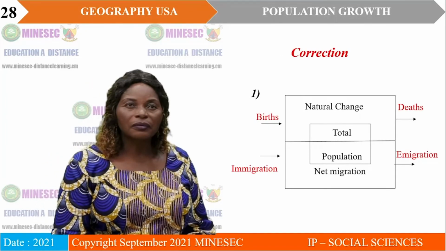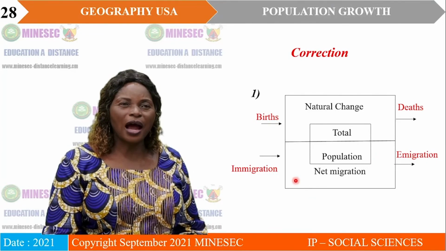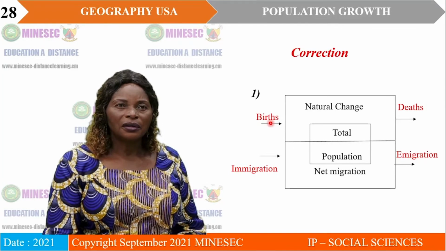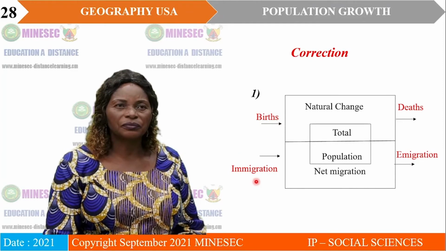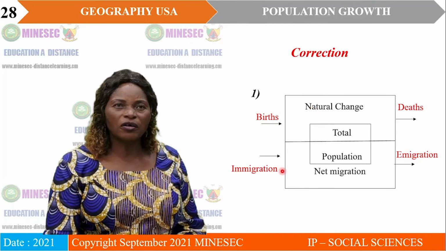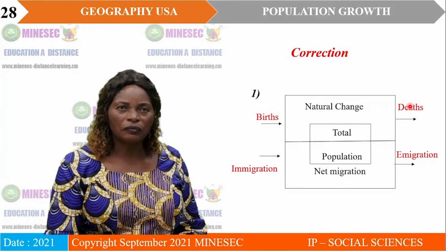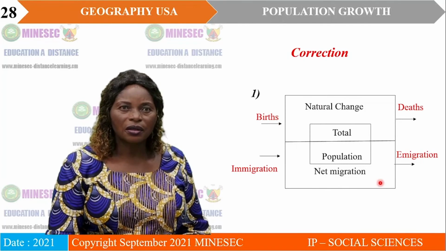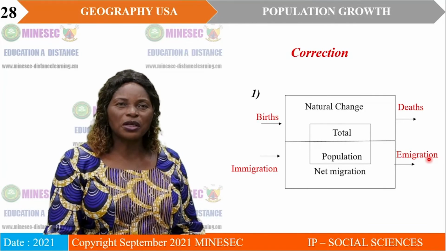For question 1, we had seen various terms or words that we're supposed to label the arrows with. The first arrow here shows the births. The next arrow below shows immigration. These are the inputs into the population system. On the other hand, this arrow shows deaths, and the next arrow below shows emigration. And these are the outputs from the population system.